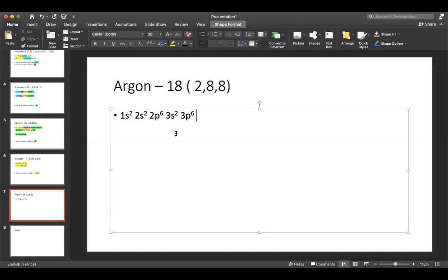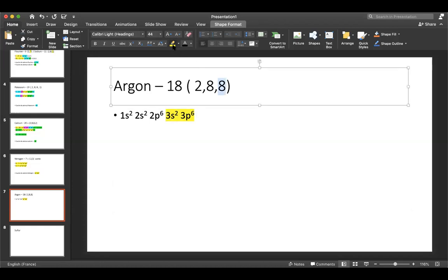Now, when we are looking for the couche de valence, that's why I asked the question, what is the couche de valence? We say the couche de valence is the one at the extreme, the one at the far end. From what we were saying, this 8 here is our couche de valence.